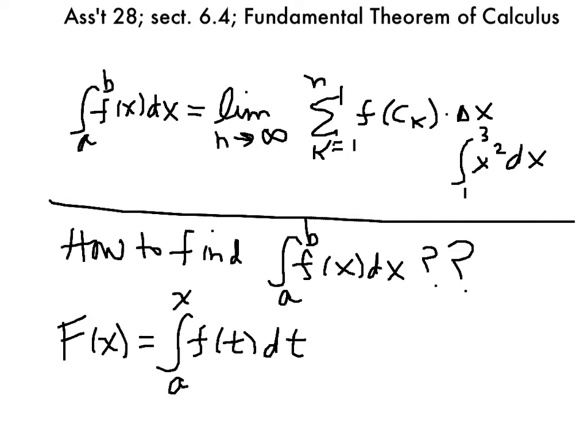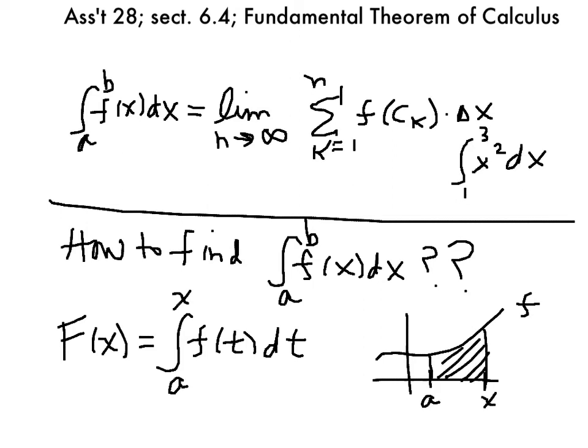And a picture will help here, so just a simple little picture. Here's a graph of f. Here is a, which is fixed. Here is x, which moves. And so big F of x is that. And what should be obvious to you is as x gets bigger and bigger, big F of x gets bigger and bigger. As x approaches a, big F of x gets smaller and smaller. And in fact, big F of a will be 0.